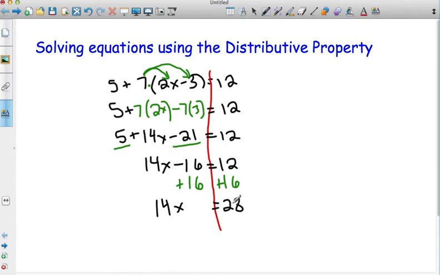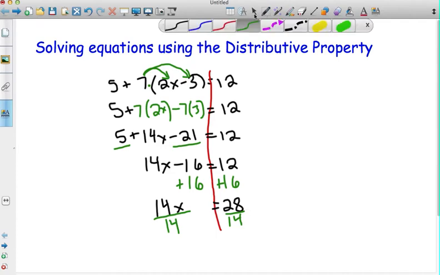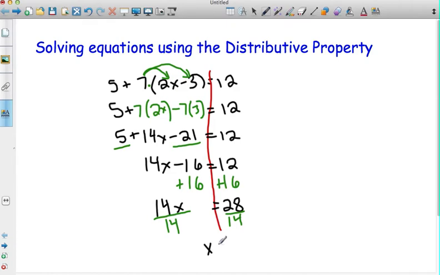Our final step, because it is 14 times x, is I'm going to divide by 14. Divide by 14. Again, something we talked about briefly in class is we want to make sure we write it as a fraction, because you are able to leave your answers in fraction form when necessary. However, we know that 14 does go into 28 twice.